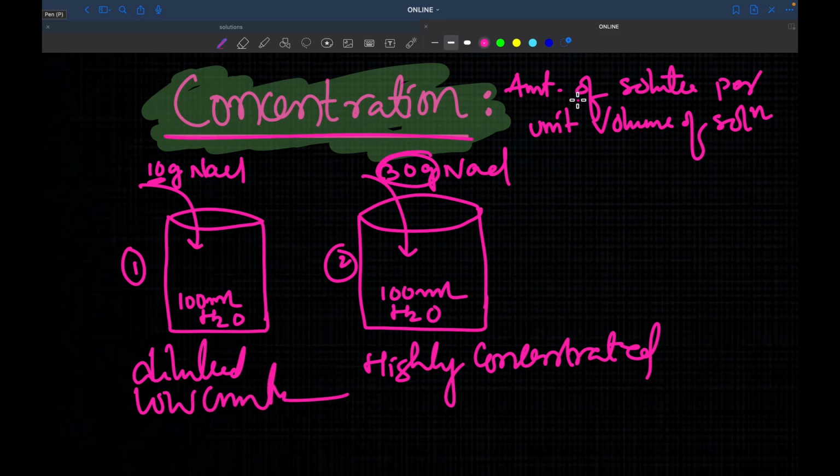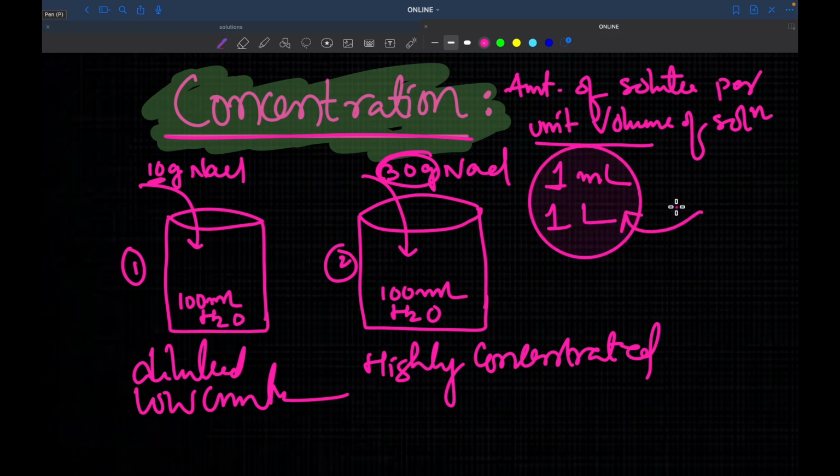Definition is simple: amount of solute per unit volume of solution is known as concentration. Volume is always measured per unit volume. What is the meaning of unit volume? You can take it as 1 ml, or 1 liter, any 1 unit. The volume of the solution should be 1 unit. So that's what you call concentration: amount of solute dissolved in unit volume of a solution, right?